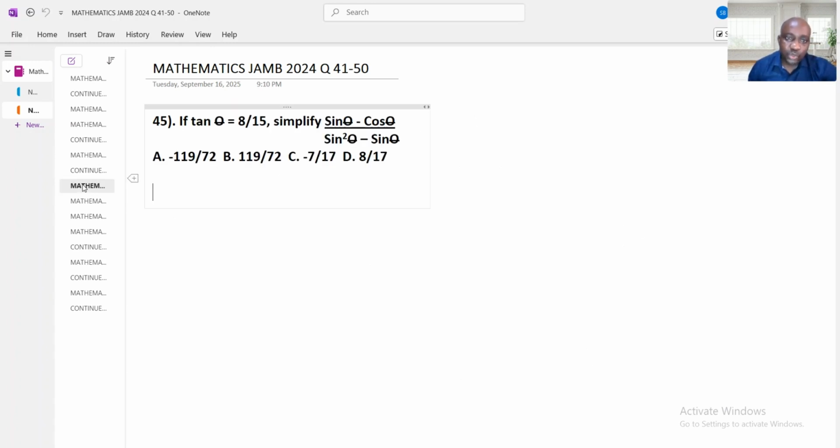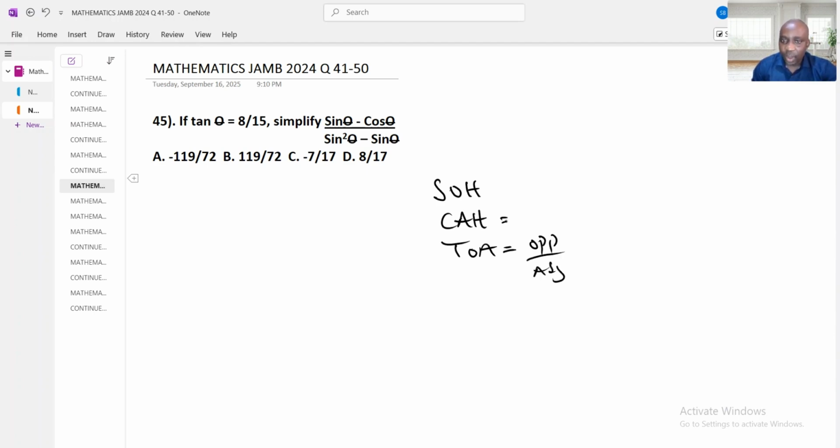If tan theta is equal to 8/15, simplify. Now, let us draw the triangle because I want to form this theta. We have something that is usually called SOHCAHTOA. That's how they form the tan theta, cosine, and sine rule. TOA means opposite over adjacent. CAH means adjacent over hypotenuse. SOH means opposite over hypotenuse.